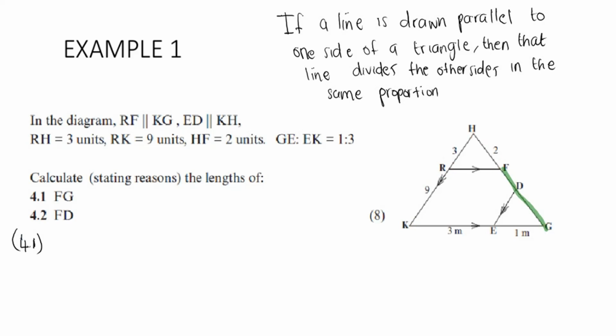So then we're going to write the proportions, which is HR over RK, and that is equal to HF over FG.